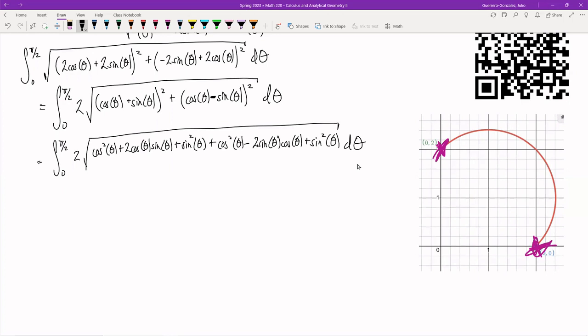Make sure your paper is going sideways for this one. Unfortunately, this is the only step that you need to go sideways for. Let me explain why. You have a cosine squared theta plus sine squared theta, and then you have it again, cosine squared theta plus sine squared theta. And then finally, you have a positive 2 cosine theta sine theta, and then a minus 2 cosine theta sine theta. So that one cancels this one, and each one of these cosine plus sine pairs that got left behind is equal to 1. So all of this reduces to the integral from 0 to pi over 2 of 2 times the square root of 2, d theta.